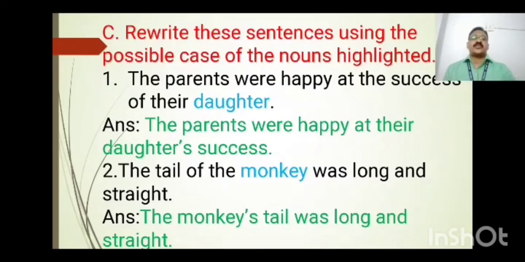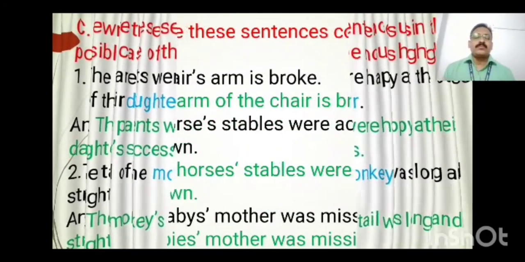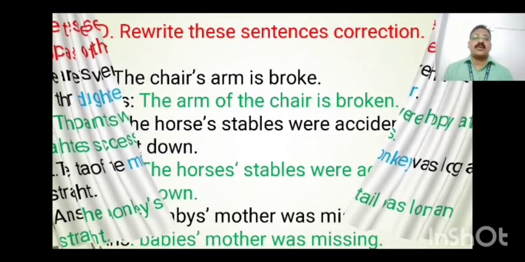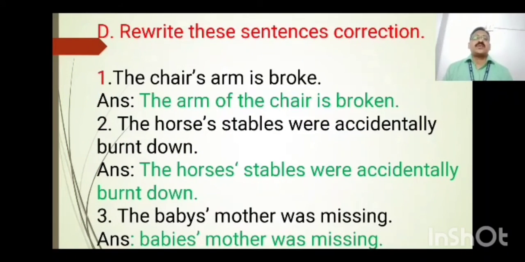So we will move on to the next bit, that is bit number D. It is: rewrite the sentence correctly, or make correction to the sentence. The chair's arm is broken. There is some error in this particular sentence. You have to find the error and write the correction. I have done it for you, children. See the answer. The arm of the chair is broken. As I told you, chair is a non-living thing, so we cannot use apostrophe s with it.